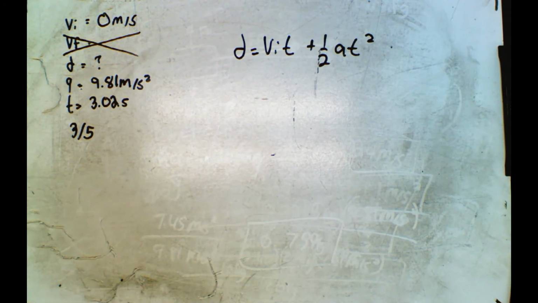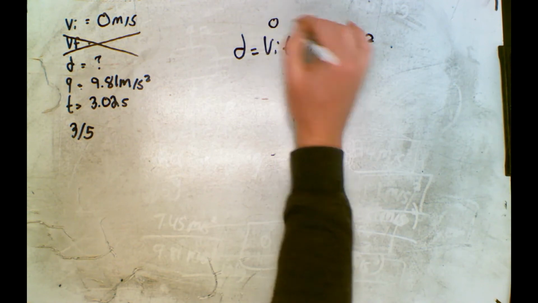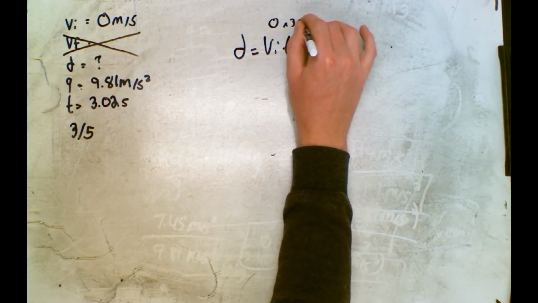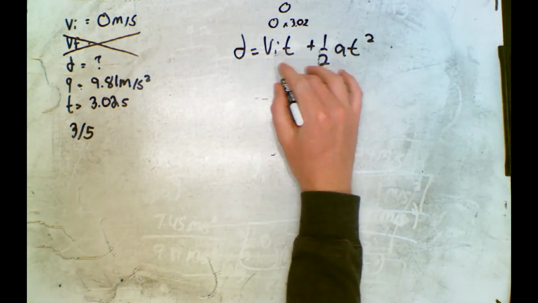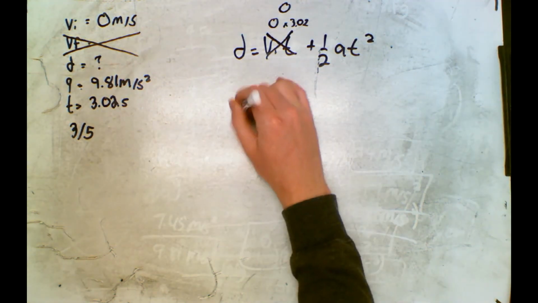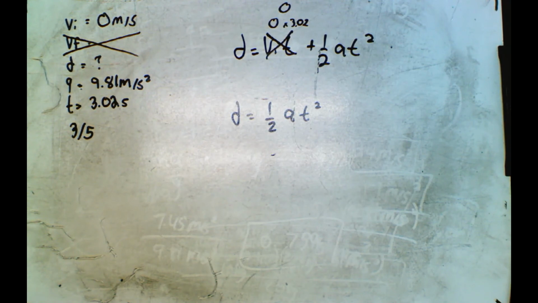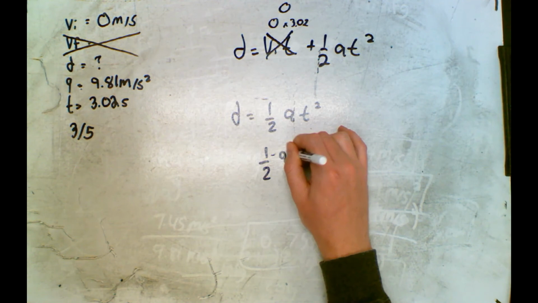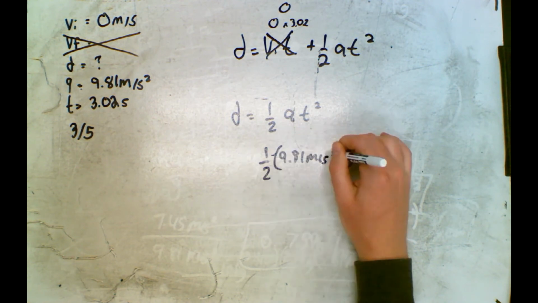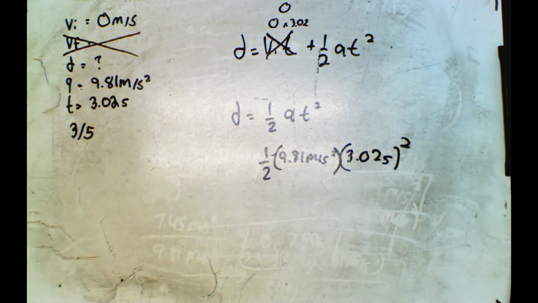So this one looks confusing to rearrange, but if our initial velocity is 0, if I go 0 times 3.02, that's 0. And 0 plus, well, it's just whatever that is. So if ever your initial velocity is 0, then you can get rid of that, and it makes it a nicer formula to rearrange. We don't need to rearrange it because we're trying to find distance, so we just have to go 1/2, 9.81 meters per second squared, and our time is 3.02 seconds, and we square that time.